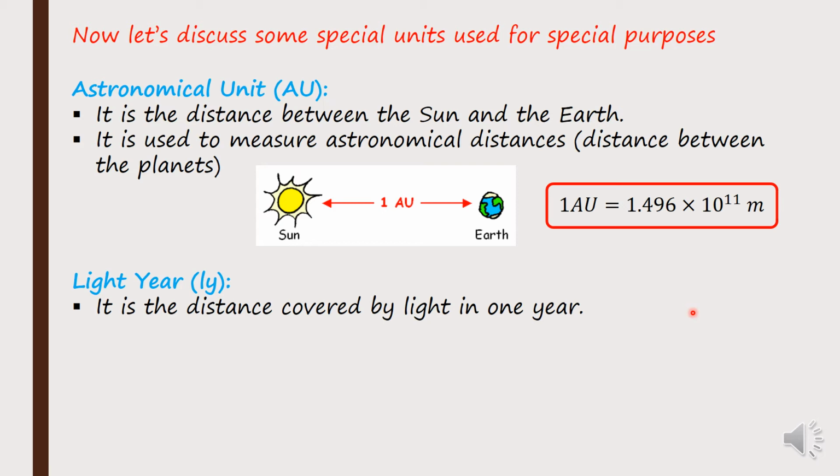The speed of light is equal to 3 into 10 to the power of 8 meters per second. So we know that the speed of the light is equal to 3 into 10 to the power of 8 meters per second. So it is as good as saying that this one light year should be a very big quantity.